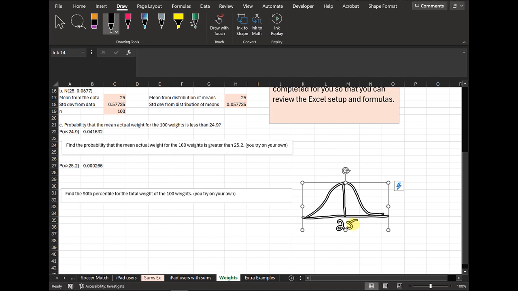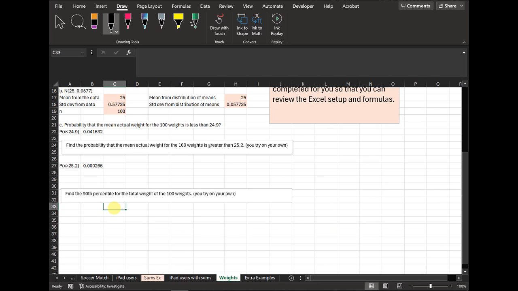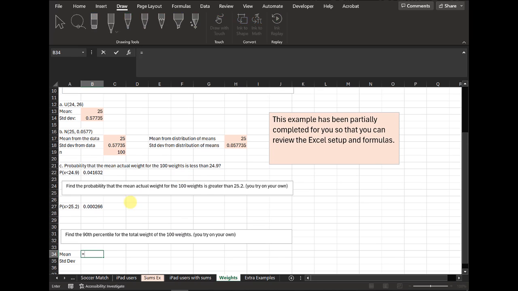Let me get rid of this. Okay, so notice that this says for the total weight of 100 weights, not a mean weight. When we're talking about total weight, that is now going back into sums. And since we're talking about sums, now we have to get new data, right? My mean and my standard deviation, when I'm talking about a distribution of sums, are calculated slightly differently. In this case, my mean will be my mean times my n, so that's going to be 2,500. And my standard deviation is going to be calculated by taking the square root of n times my standard deviation.